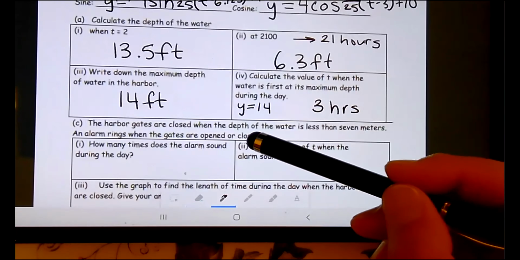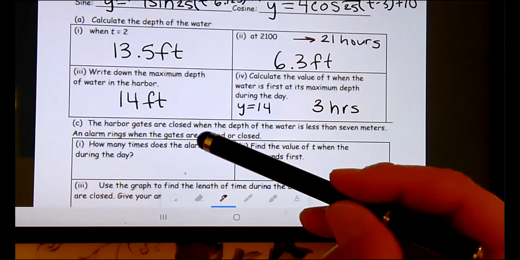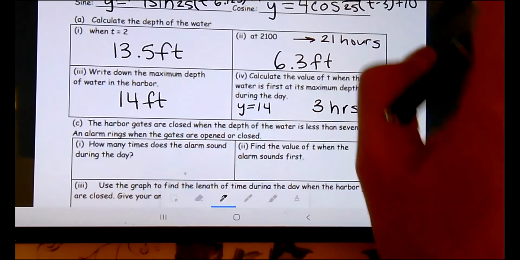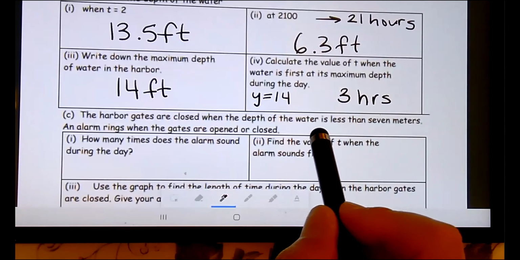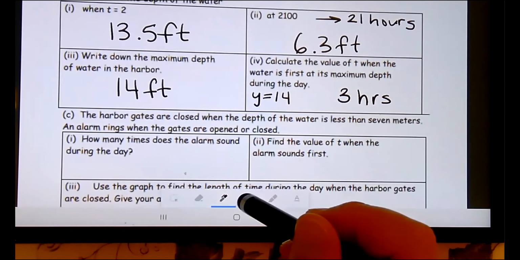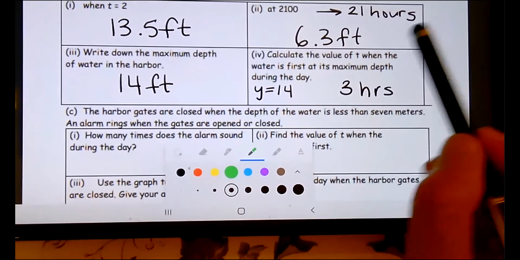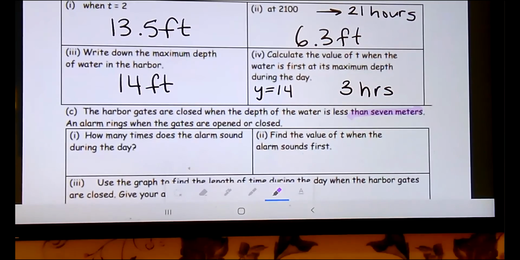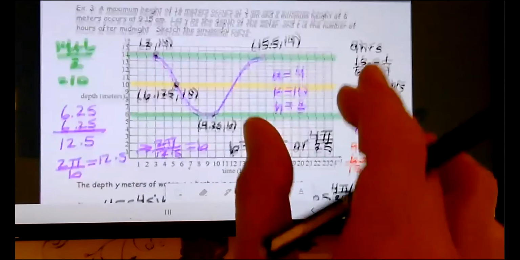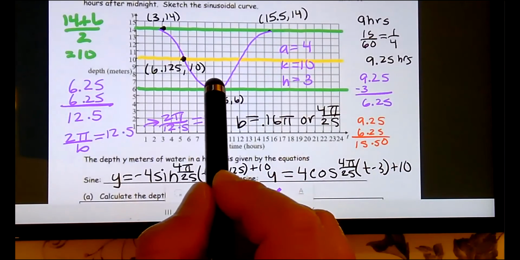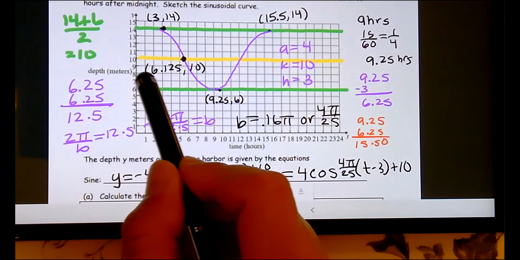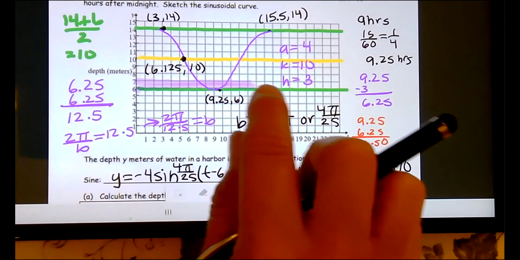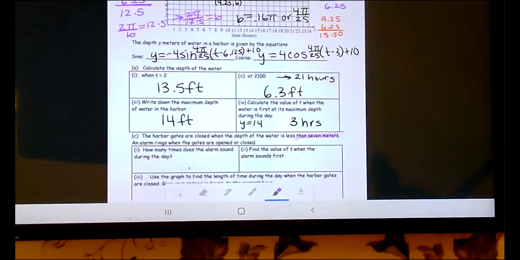Then it says the harbor gates are closed when the depth of the water is less than 7 meters. An alarm rings when the gates are opened or closed. How many times does the alarm sound during the day? So we want to figure out how many times the water is less than 7 meters. Less than 7 meters is what we're looking at. So if I'm looking here, here is 7 meters. So I want every time it's less than 7. Anytime it's from here to here, and then on the next one, that's what I'm looking at. So I'm going to go back to my graph.